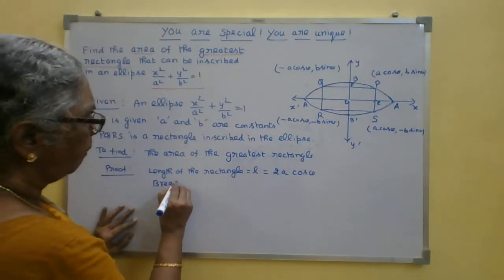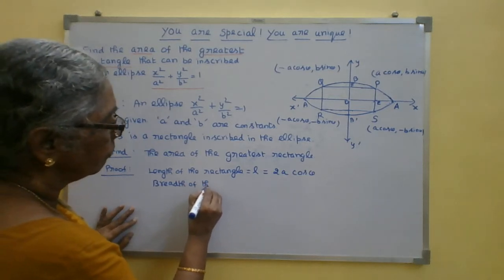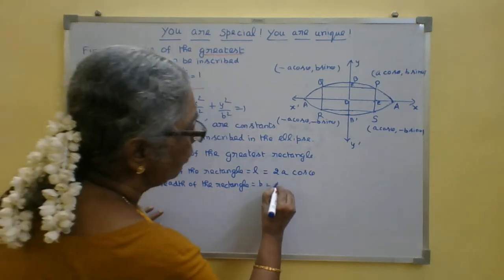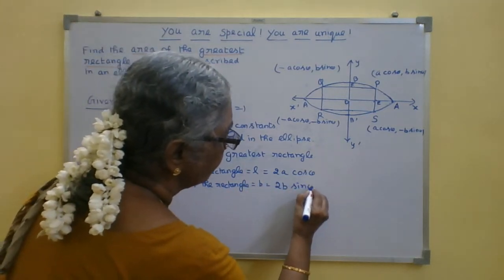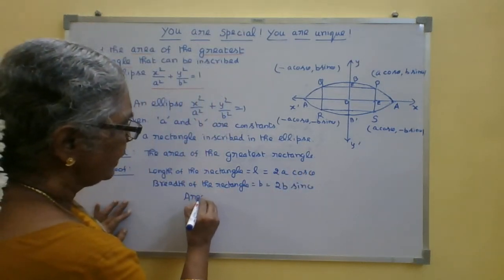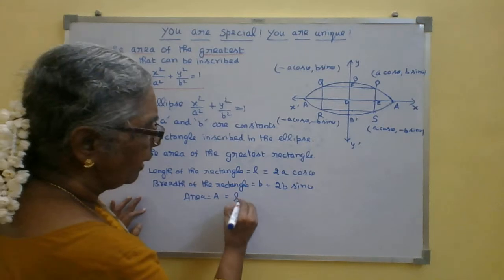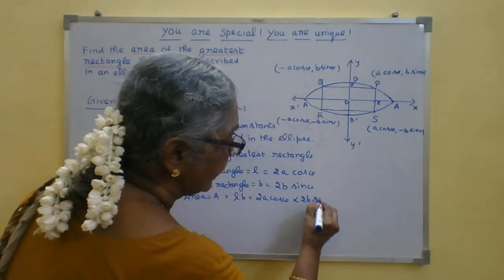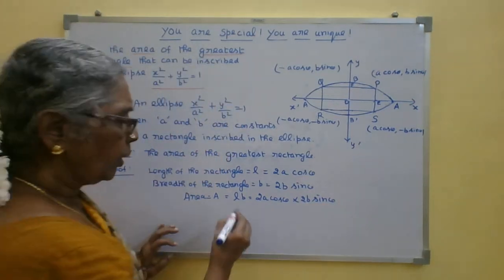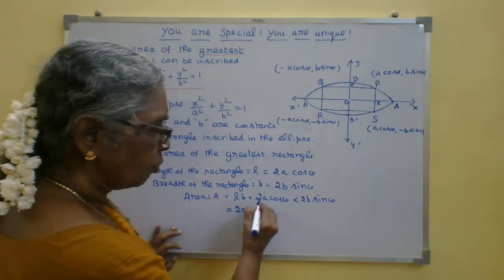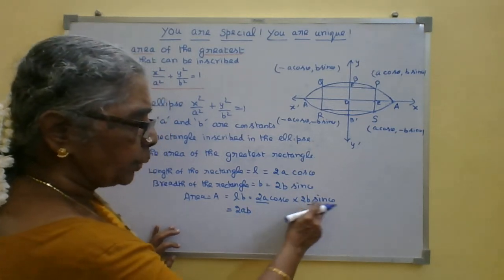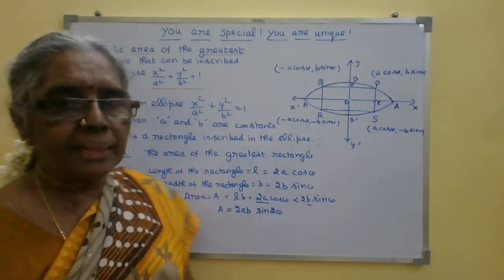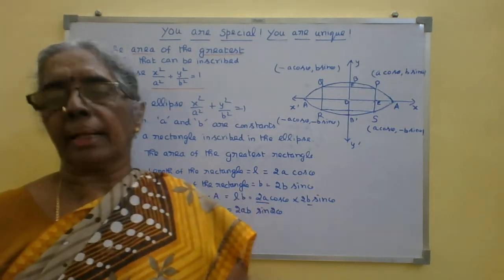Then the breadth of the rectangle, that we will represent by the letter small b. That will be equal to 2b sin theta. Now, area, that is equal to capital A, that will be length into breadth, which is 2a cos theta into 2b sin theta. Okay, so now you write one 2ab, that is one 2a and this b. So you are left with 2 sin theta cos theta, which you know that is sin 2 theta. So now I am getting A is equal to 2ab sin 2 theta.